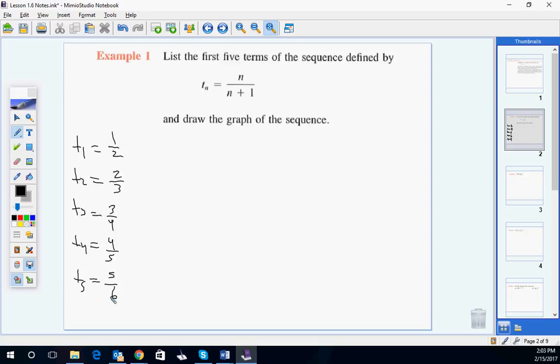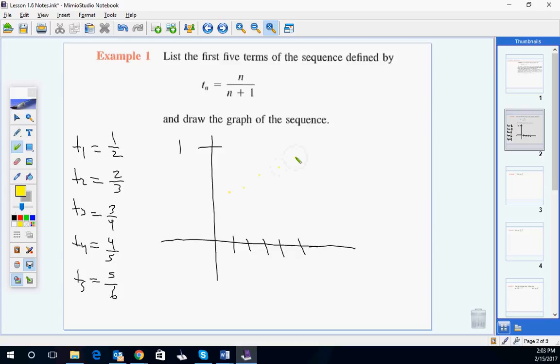Okay, draw the graph of the sequence. So we graph the sequence. Remember the term number, 1, 2, 3, 4, 5, is like our x value. And then I'm going to put 1 here. Okay, so T sub 1, we're at 1/2. So it's there, we'll say. T sub 2, we're at 2/3. T sub 3, we're at 3/4. 4/5, and then 5/6, and you're going to see what's happening here.